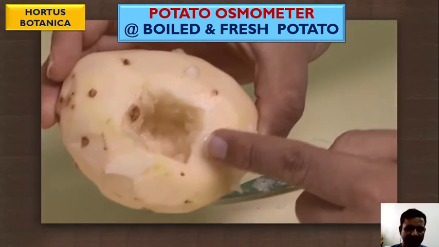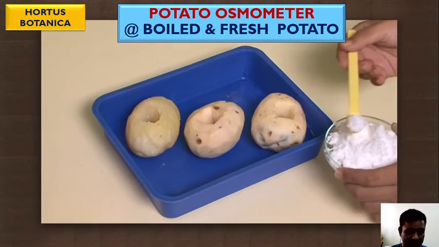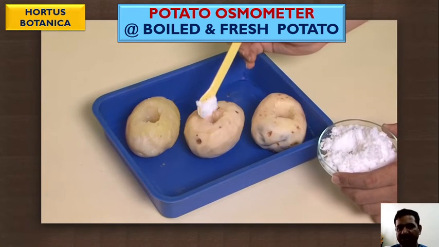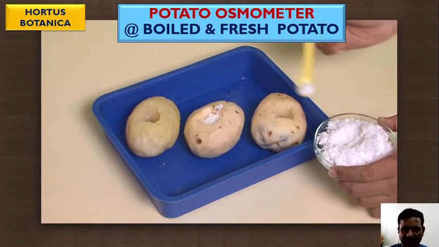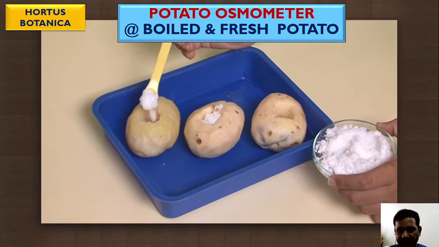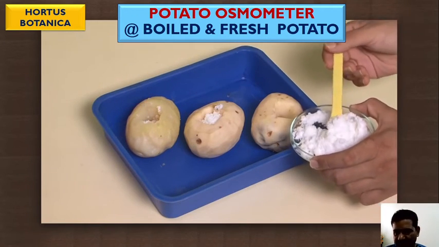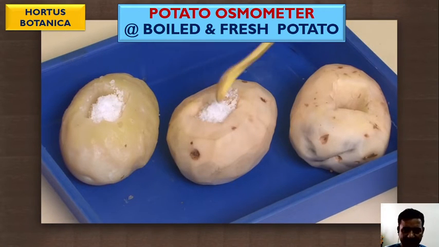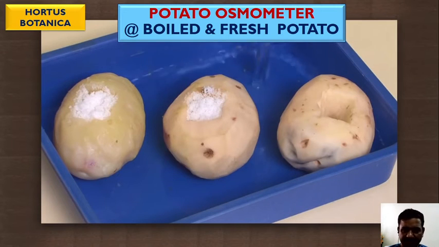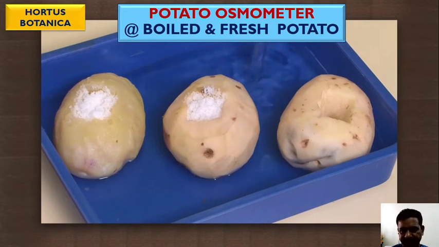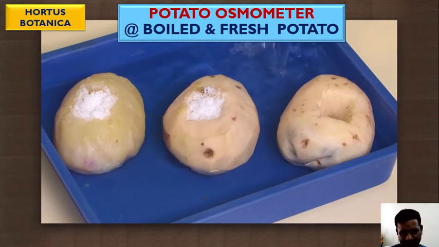In the same way we will put three potatoes, but mind well, one is boiled. See, on the left side, the first one is boiled. In the middle, not boiled. The third one, on the right side, not boiled. We are putting the salt in both conditions. Now outside we are creating the hypotonic solution by just adding pure water. So what will happen? Let's see.